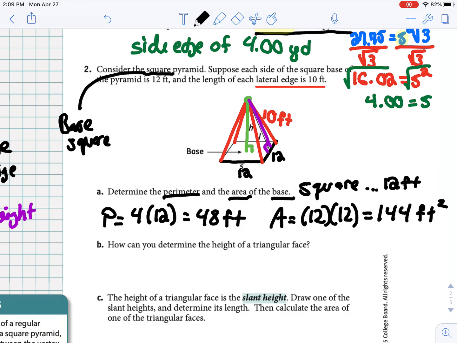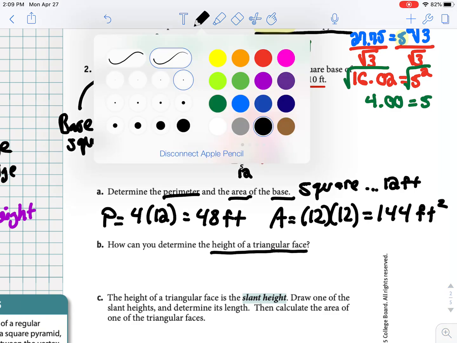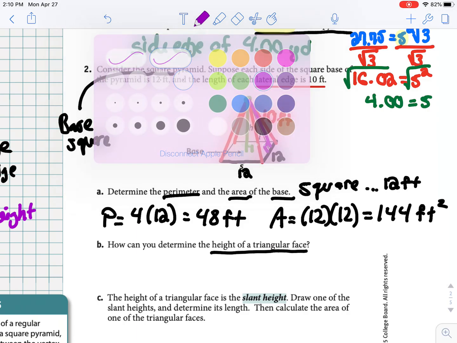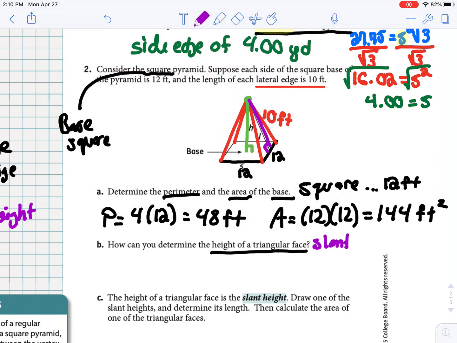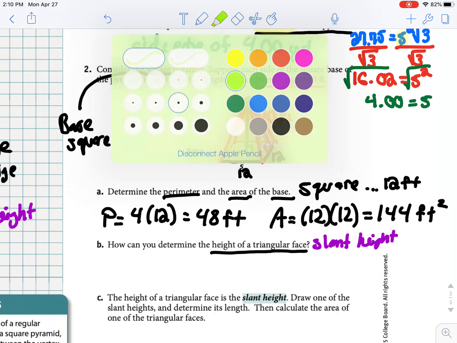Okay? Then it says that we need to determine the height of the triangular face. Now remember that along the sides of this pyramid, there are 4 triangles that meet up at that vertex point at the top. We want to find the height of one of the triangles, not the height of the pyramid itself. What this is actually asking us to find here is what I mentioned before, what we call the slant height.